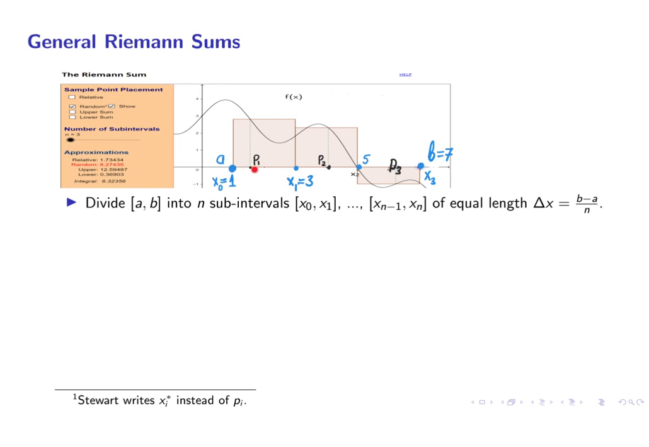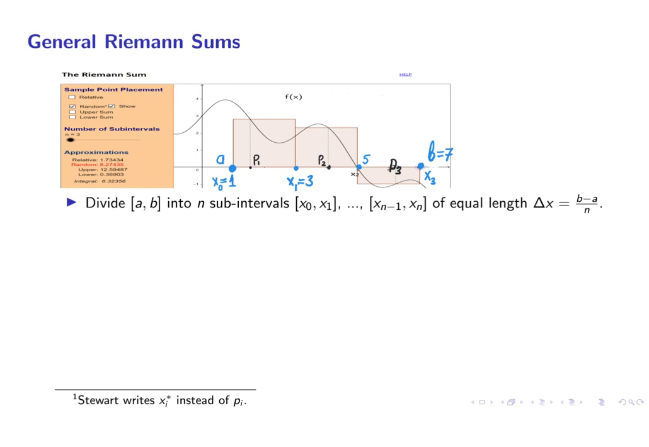The total distance from 1 to 7 is 6. And if we divide 6 into 3 equally spaced intervals, we get that each interval will have length 2. So in our case, delta x is equal to 2.